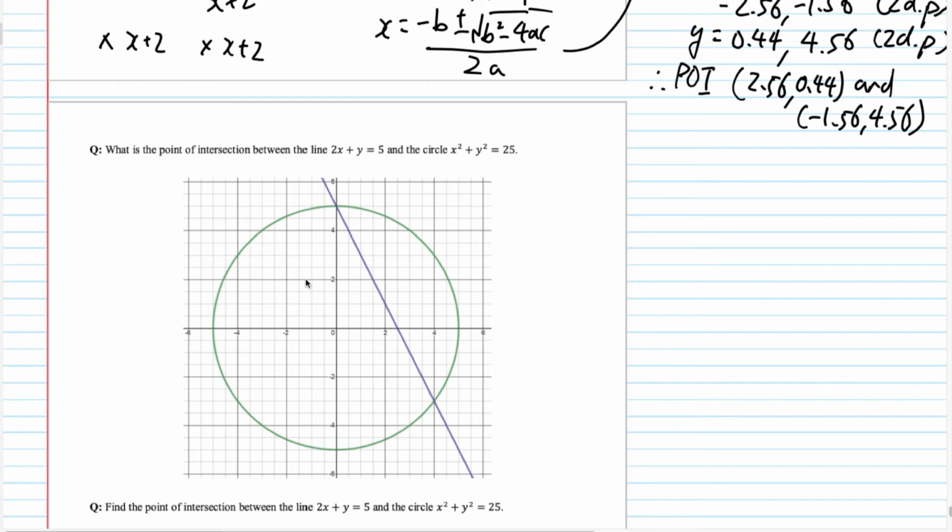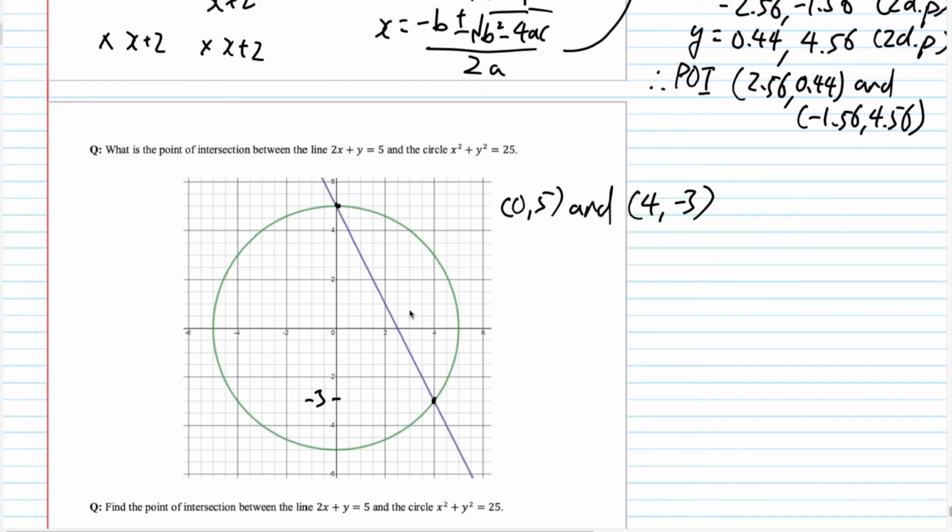Alright, so the next question says, what is the point of intersection between the straight line and the circle? And as you can see from the graph, it's very easy to do. You just have to read off the 2 points, right? So let's read off this point. This should be 0, 5. Okay, so this is 0, 5. And what's the other point? This is 4, and this is minus 3, right? So then 4, minus 3.